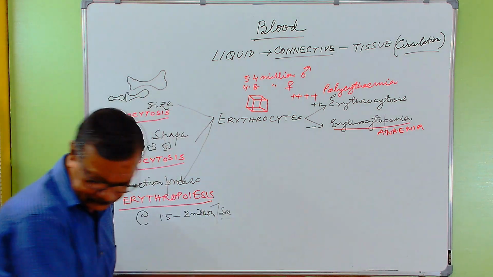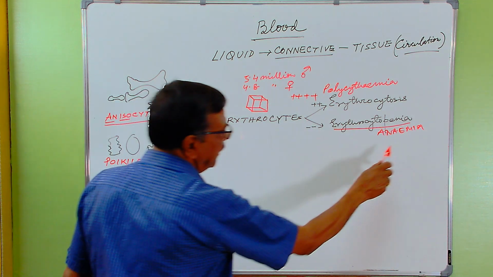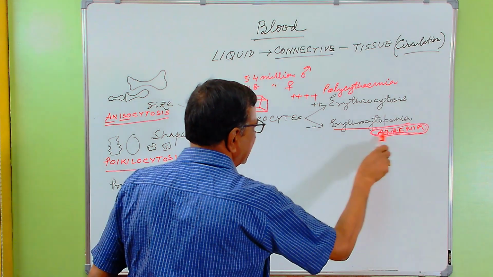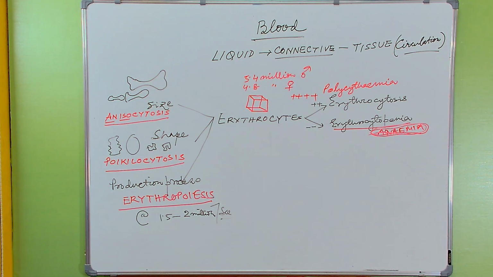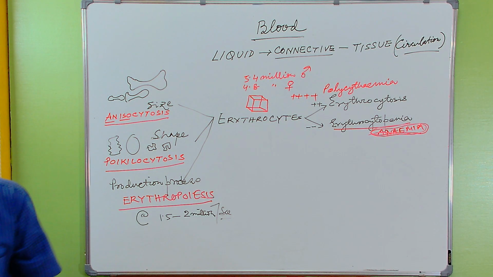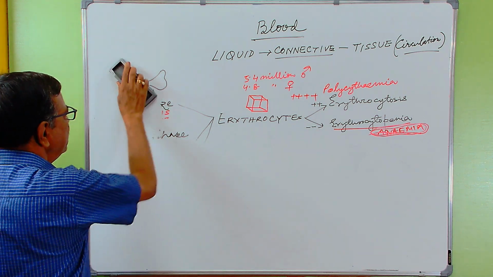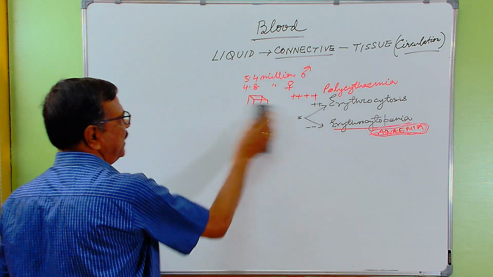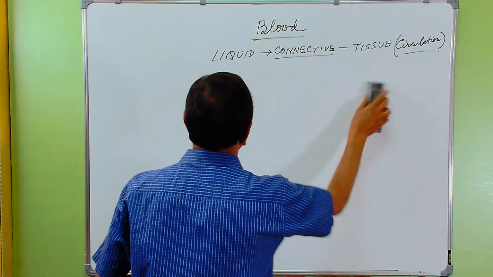Now I will come to this, called anemia. There are various types of anemia, which I will take one by one. This is very simple, not difficult. I am erasing all this, because if you just write it this way, you can remember it in a nutshell.